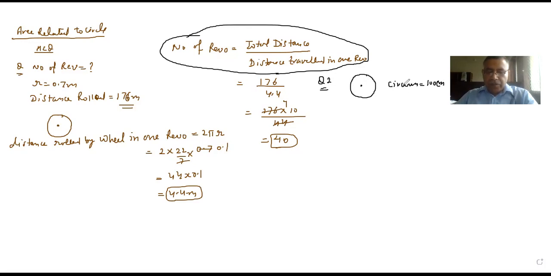The side of a square inscribed in the circle. I want to get the side of this square which is inscribed in the circle. I want to get the side of this square.